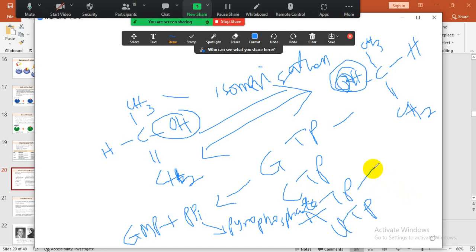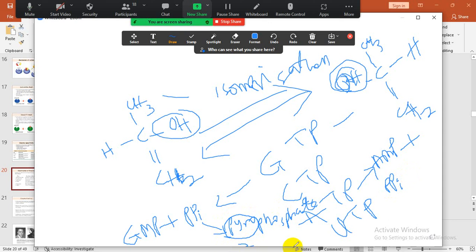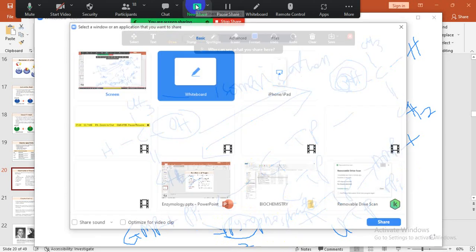ATP will be broken down to what? AMP plus pyrophosphate or inorganic phosphate. Do you understand? Pyro over here means two. Okay, so let's go back to our slides.